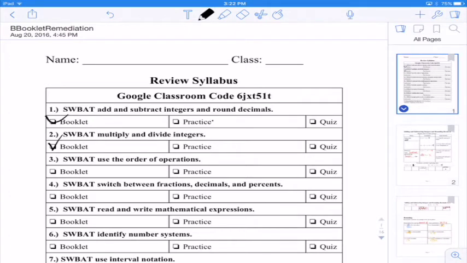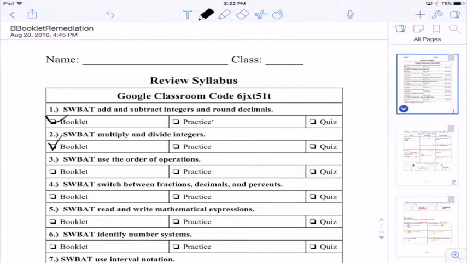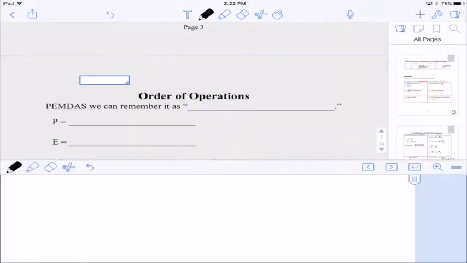Today we're going to be doing the order of operations. Now I know all of you have seen this before, so it shouldn't be too bad. So after you're done, make sure you check that you did the booklet. Go to page 4. So the order of operations, as we know it, is PEMDAS, right?